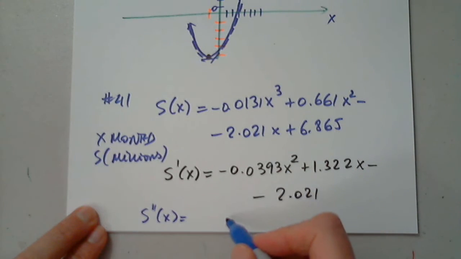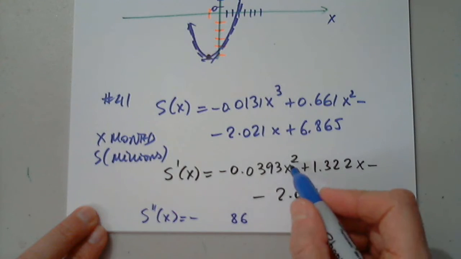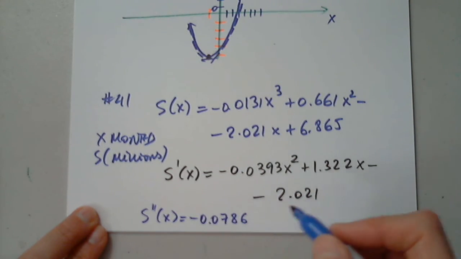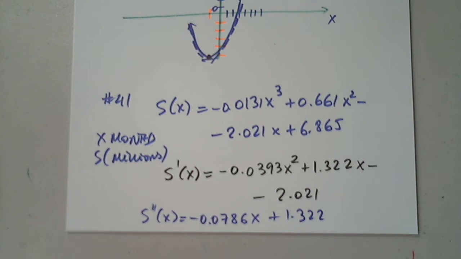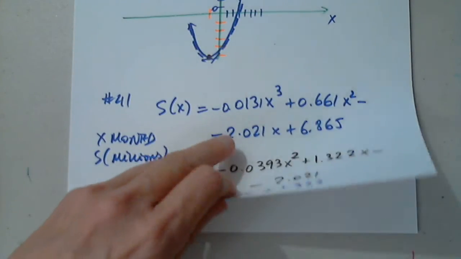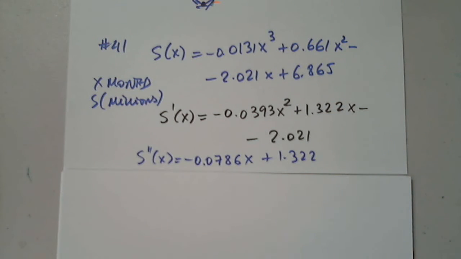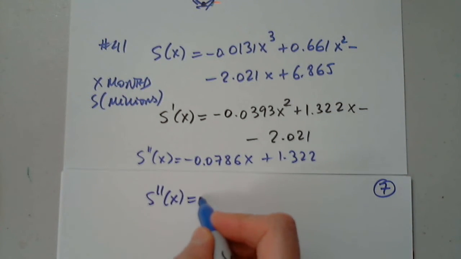So then when I multiply here, what do I get? So this is 6, this is 8 and 1, 6 and 7, and I have 0, 0, and x plus 1.322. Good. S prime is never undefined. I have to set it equal to 0, and I do. So S double prime equals 0.